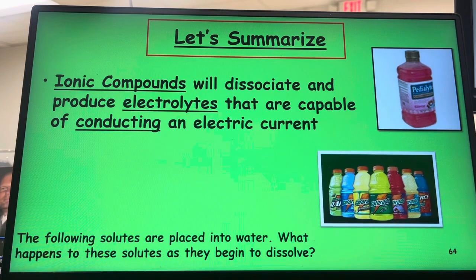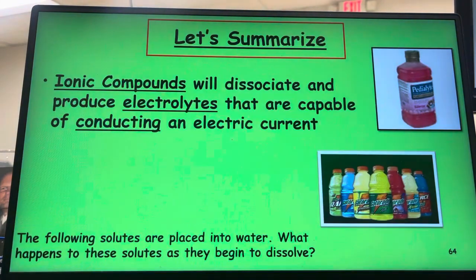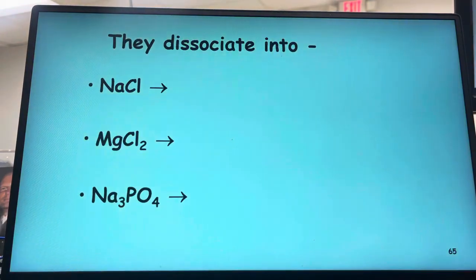The following solutes are placed into water. On the next slide, what happens to these solutes as they begin to dissolve? So, hopefully you got this slide. Ionic compounds will dissociate and produce electrolytes that are capable of conducting an electric current. So what will sodium and chlorine dissociate into?